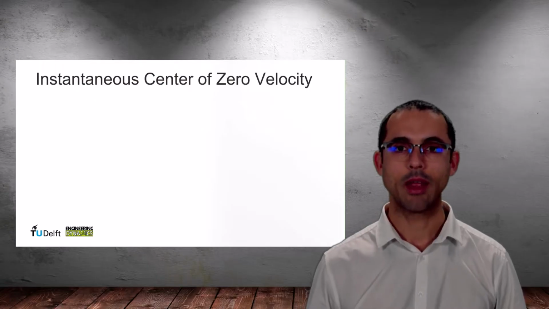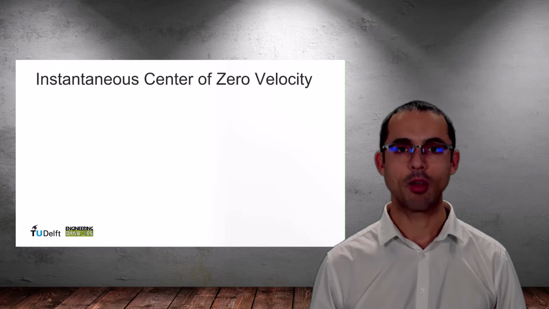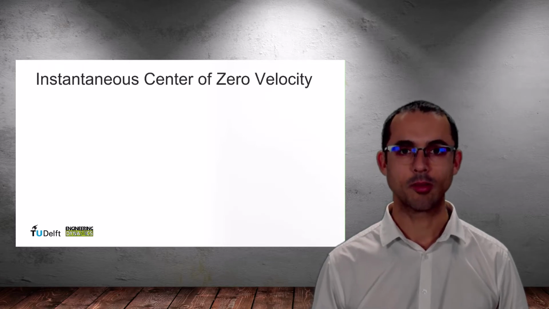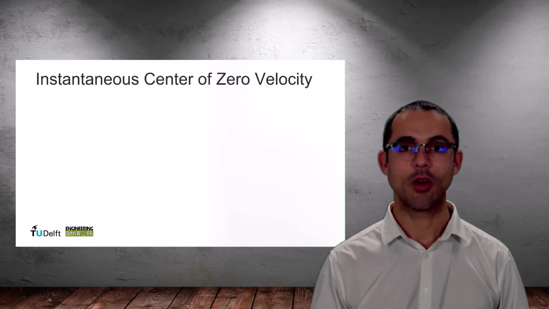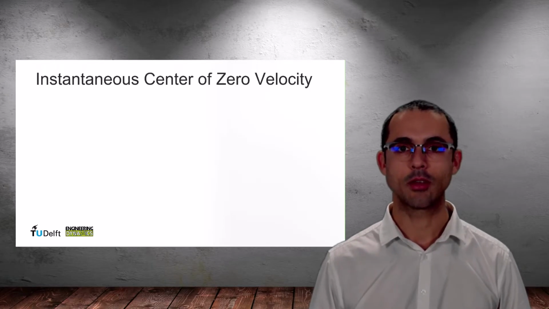I want now to practice together with you different possibilities. For each possibility, different kinematic variables are given. And in all cases, what we want is to locate the instantaneous center of zero velocity.